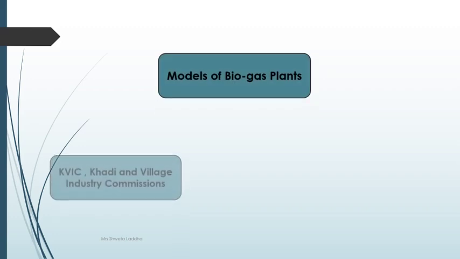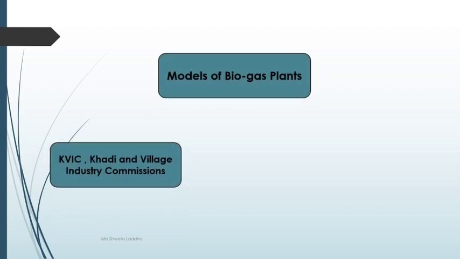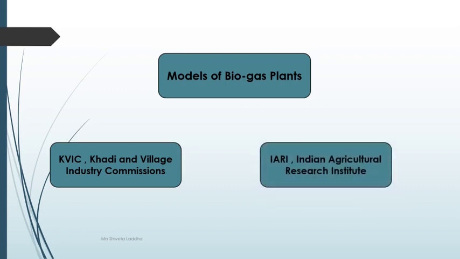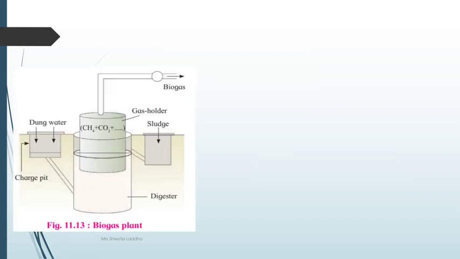There are two models of biogas plants: the KVIC model, which is the Khadi and Village Industry Commission, and the IARI model, which is the Indian Agricultural Research Institute model. Other than these two, there are many different forms, but these two are the main types or models of biogas plants.